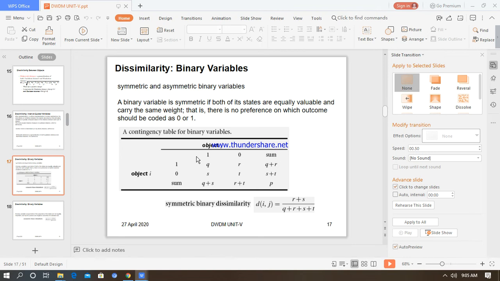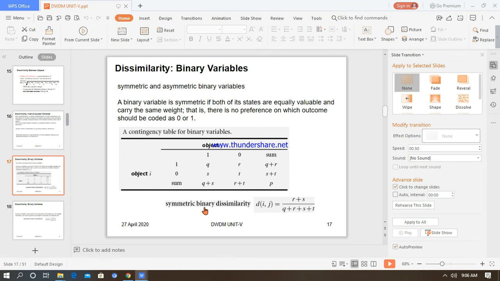Coming to q: q is the number of variables that equal 1 for both objects i and j. r is the number of variables that equal 1 for object i but are 0 for object j. s is the number of variables that equal 0 for object i but equal 1 for object j. t is the number of variables that equal 0 for both objects i and j. p is the total number of variables, which can be calculated as p equals q plus r plus s plus t.